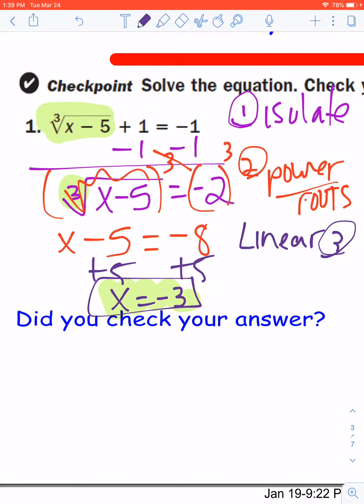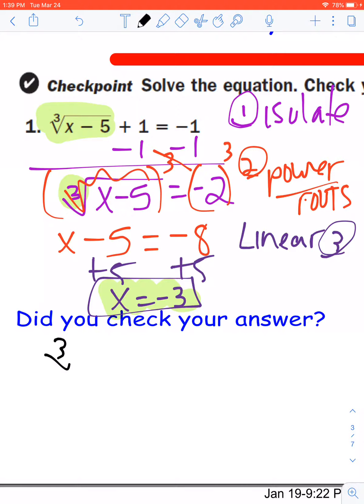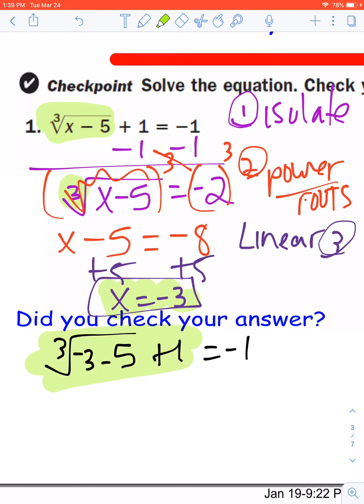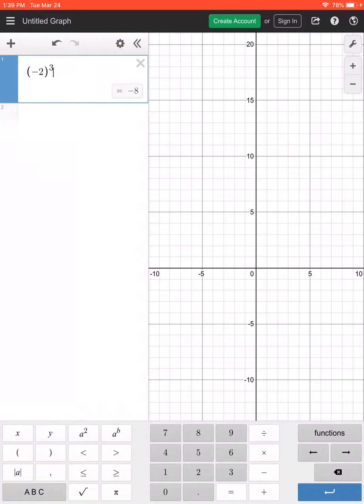So if I look at the original problem, I have the cube root of x minus 5 plus 1 equals negative 1, but I'm going to change out that x, and instead of the x, I'm going to write negative 3. Friends, you should be able to use your calculators and type that in exactly as you see it. All right, so let's see if I can get this to work.